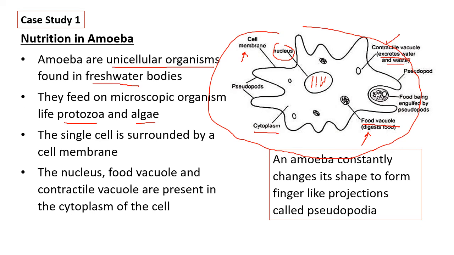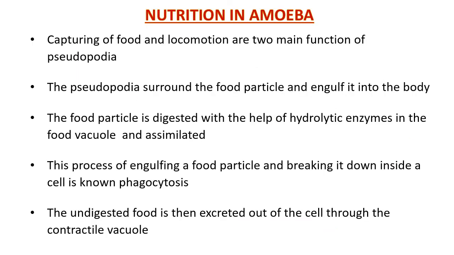Now what do these amoebas have? They have pseudopods. We also sometimes call them pseudopodia. Pseudopods are like finger-like structures. See, it's like pointing a finger at someone. These pseudopods can change shape. The whole amoeba constantly keeps changing its shape with the help of these pseudopodia, and they keep moving with the help of these pseudopods. So these pseudopods help to capture the food as well as to move.